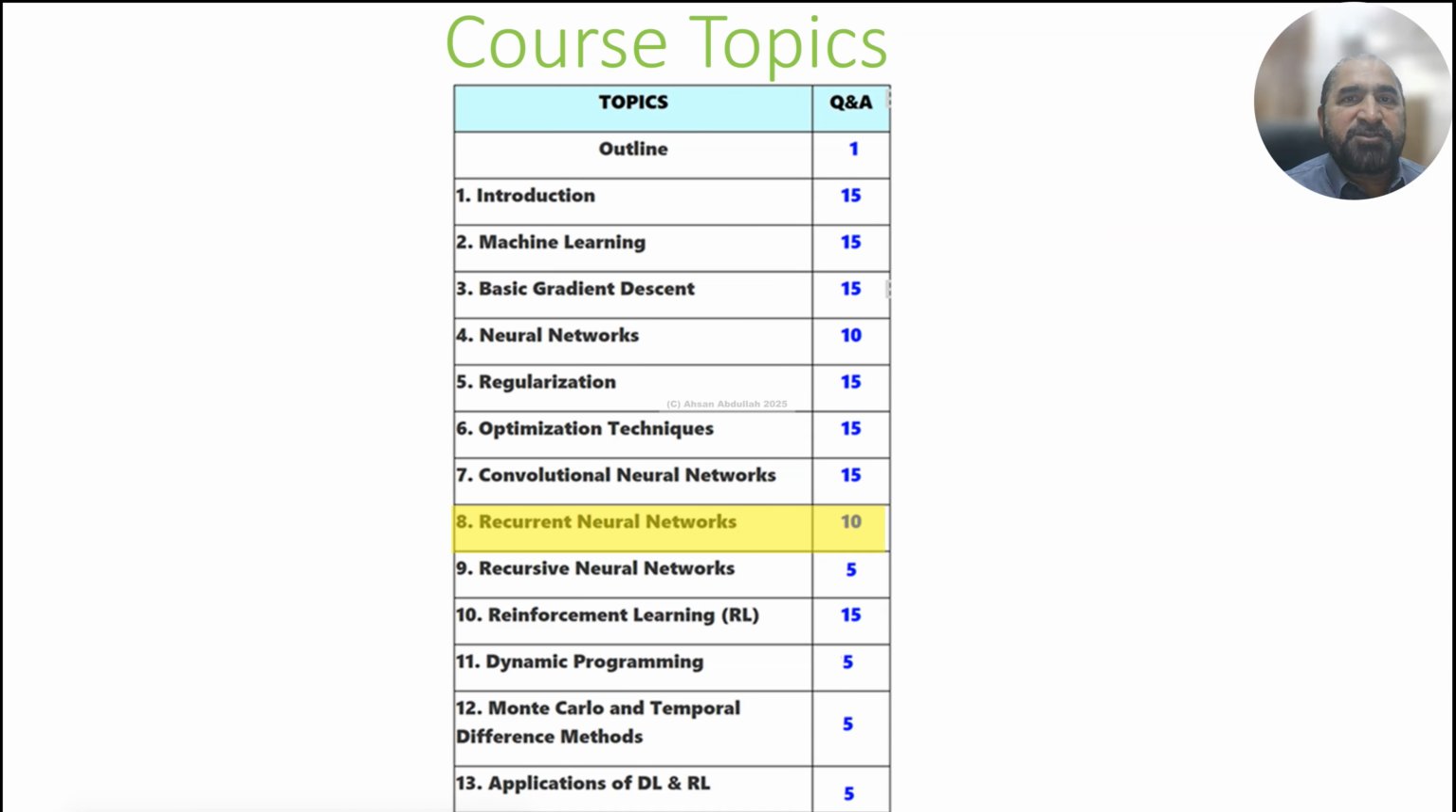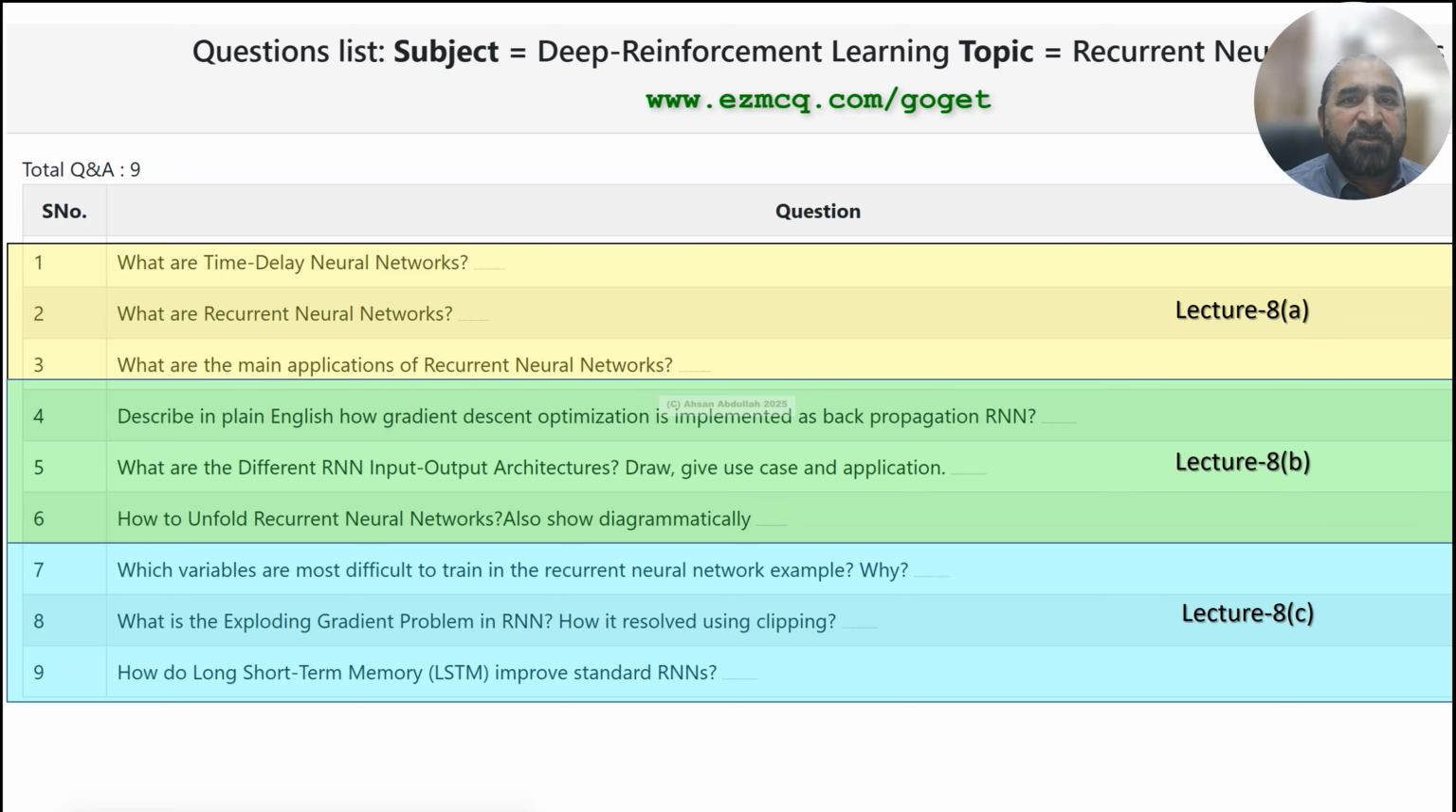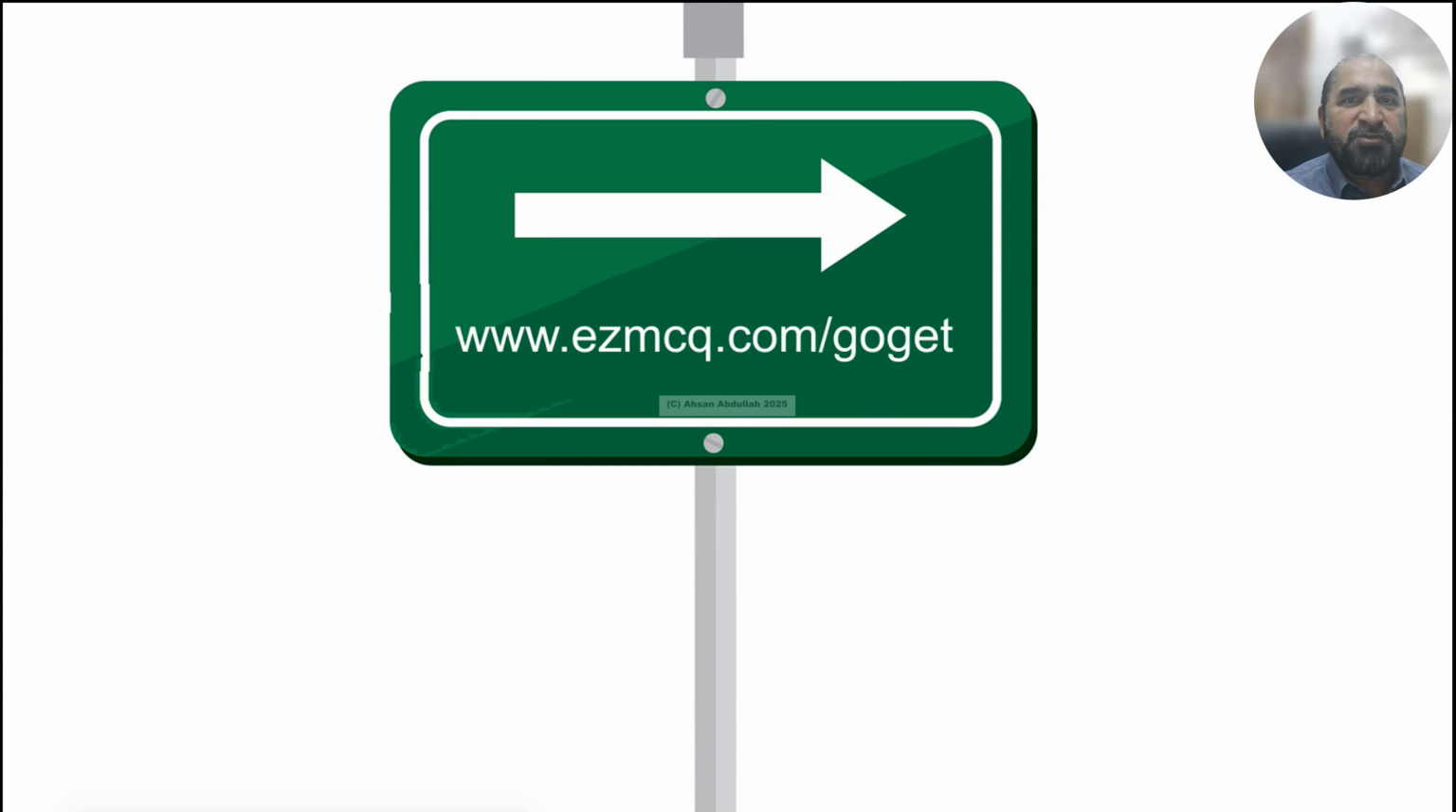So this is the list of topics which are covered in this course, and we are currently at topic number 8, which is recurrent neural networks. And these are the details of that topic, and these details are in the form of questions and answers, which are concepts. So the easy ones are in yellow color, then the easy to moderate in green color, then the blue color, and so on. So without further ado, we move on to the details of this lecture.